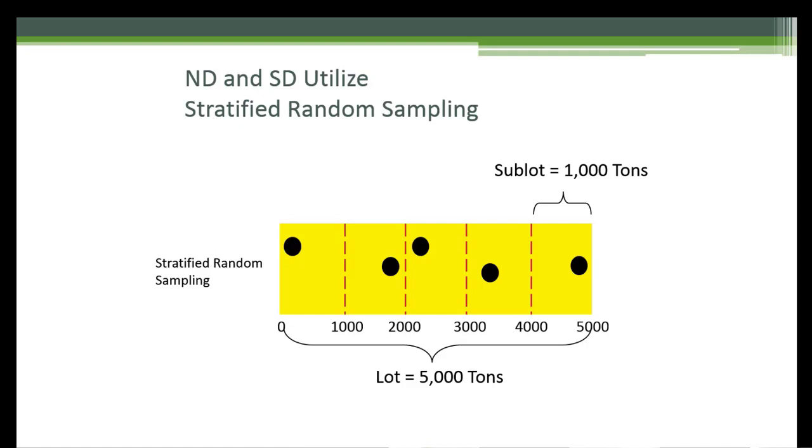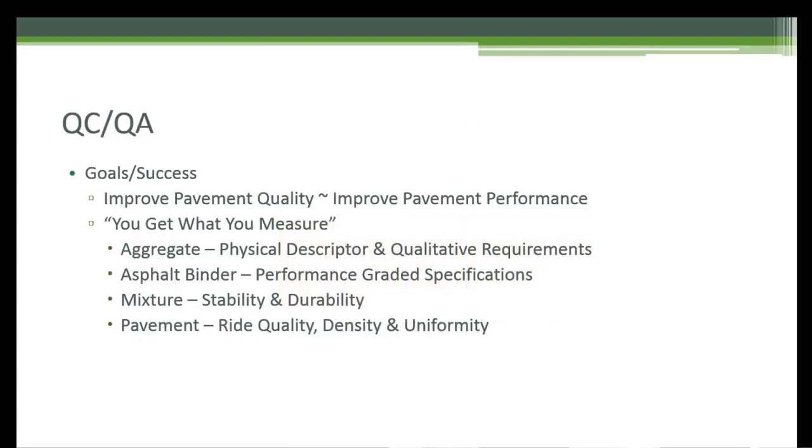In North Dakota, a sublot is 1,500 tons. So, and again, the lot definition is a day's production. So that's going to give us a little better control and spread out that testing a little as well to eliminate any errors from just getting overrun.